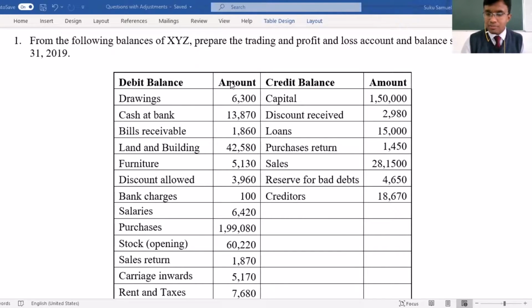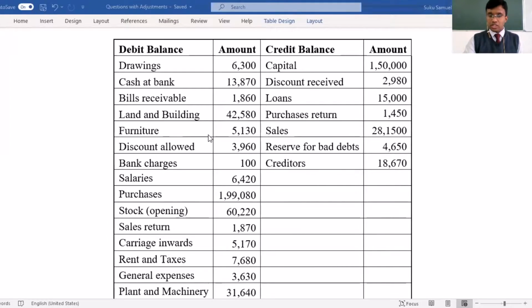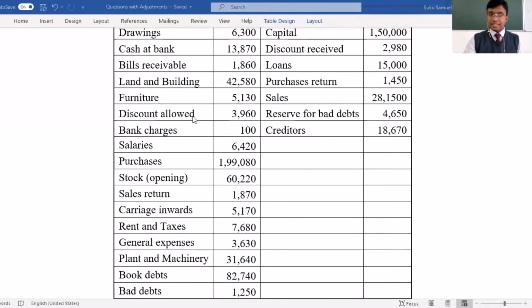So let's look at the items one by one. Drawings goes into balance sheet. Cash at bank, it is a current asset, balance sheet. Bills receivable, this is balance sheet. Land and building, fixed asset, balance sheet. Furniture, fixed asset, balance sheet. Discount allowed is an expense, so this will go into your profit and loss account. Bank charges, indirect expense, profit and loss account. Salaries, indirect expense, profit and loss account.